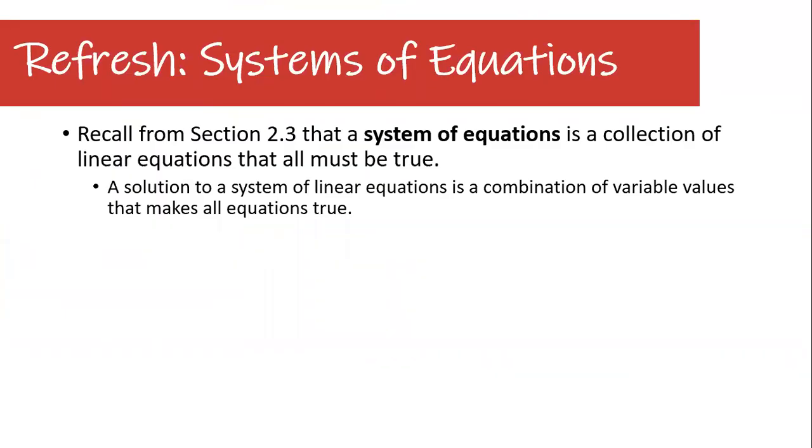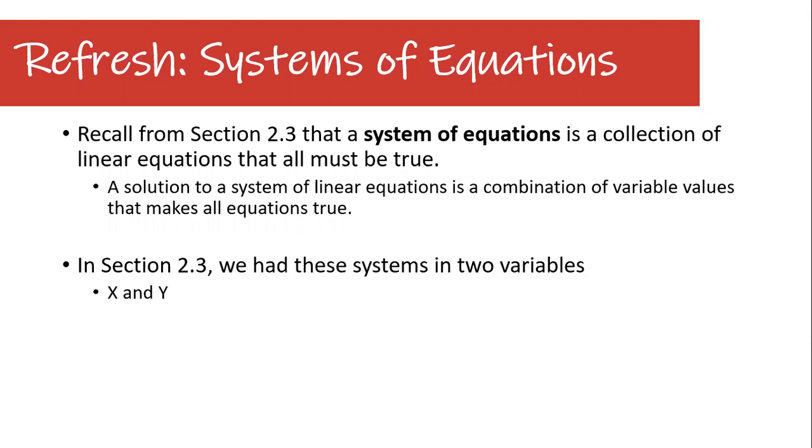So remember from an earlier section, section 2.3 to be specific, that a system of equations is simply a collection of linear equations that must all be true. So if we find a solution to this system, then we have found a combination of variable values that makes all of our equations true. Remember that we were solving earlier for x and y in those systems of two equations.